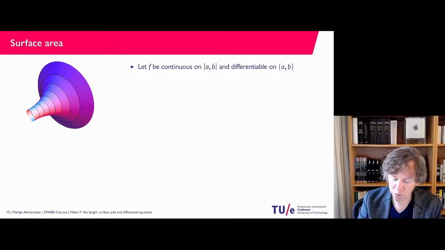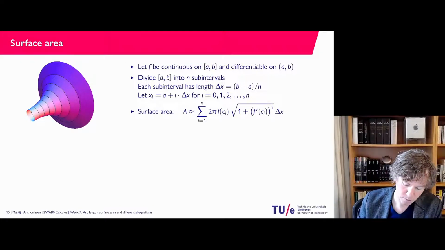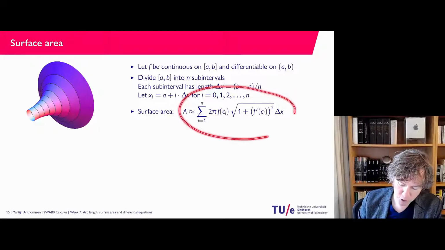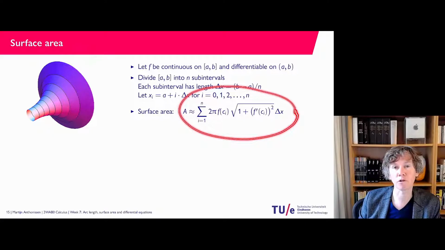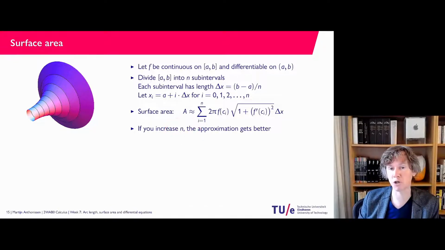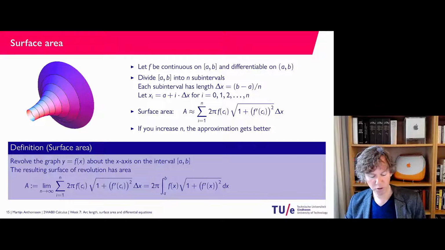If you have a function, general, continuous, differentiable, you cut the interval into n subintervals. The surface area can be approximated with the sum, and this sum is just the areas of the slices, as we have found on the previous slide. And then if you increase the n, the approximation gets better. If you take the limit of n going to infinity, you find an integral. So that's the definition, surface area.